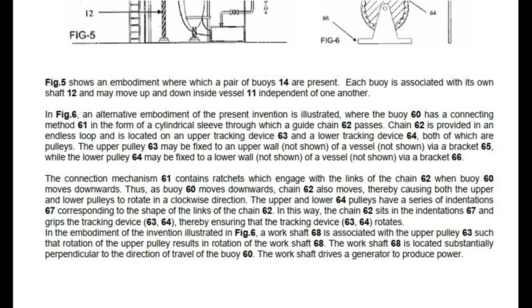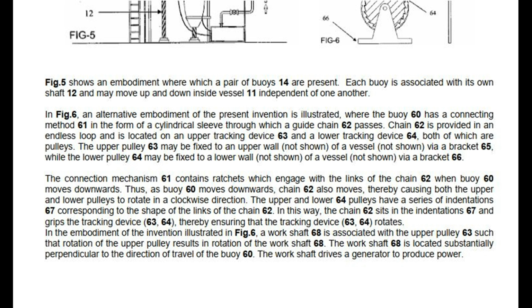In the embodiment of the invention illustrated in Fig. 6, a work shaft 68 is associated with the upper pulley 63 such that rotation of the upper pulley results in rotation of the work shaft 68. The work shaft 68 is located substantially perpendicular to the direction of travel of the buoy 60. The work shaft drives a generator to produce power.